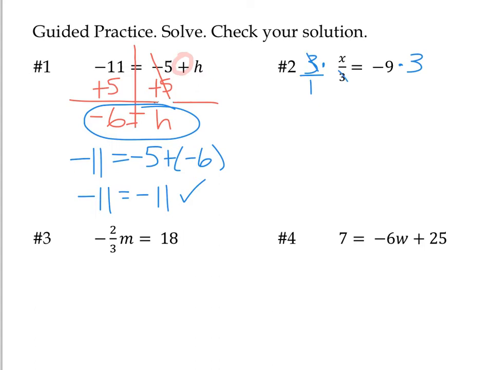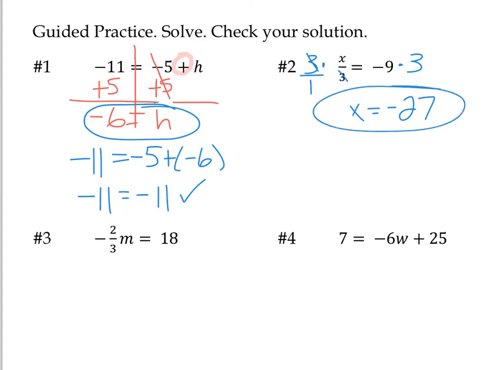Dividing by 3 and multiplying by 3 is 1. We'd have 1x. Again, we don't have to write the 1 there. 1x is just x, which is what we want. Equals negative 9 times 3 is negative 27. Again, we could plug that back into the equation. We'd have negative 27 over 3 is negative 9 equals negative 9. We've got a correct solution.